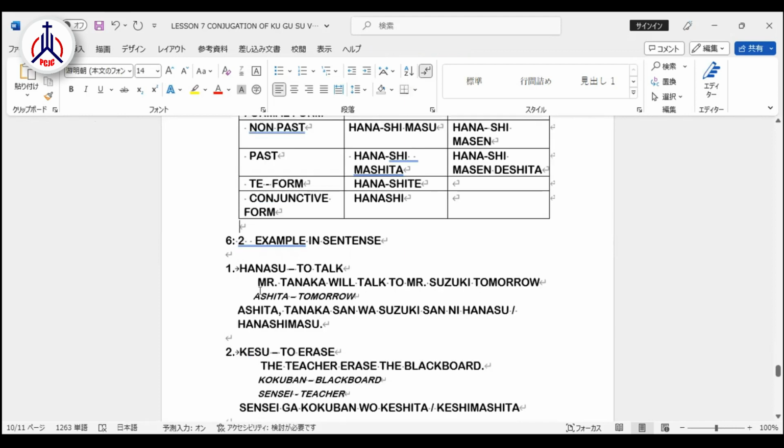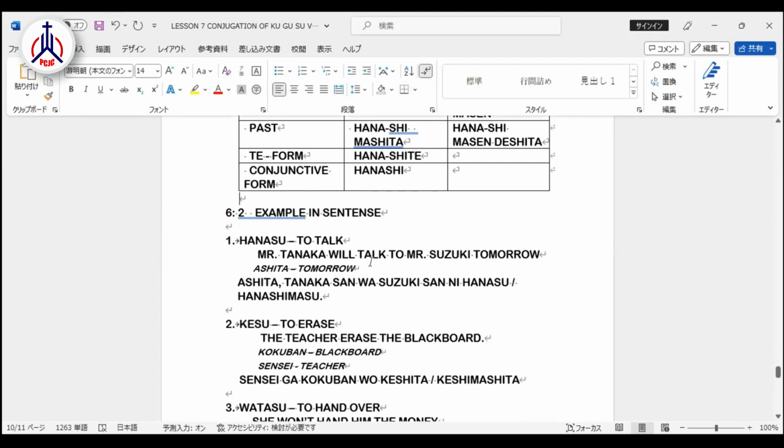Okay? Example, hanasu, to talk, means Mr. Tanaka will talk to Mr. Suzuki tomorrow. Ashita means tomorrow. Ashita, Tanaka-san wa Suzuki-san ni hanasu. Will talk. And then in the formal way, ashita, Tanaka-san wa Suzuki-san ni hanashimasu.